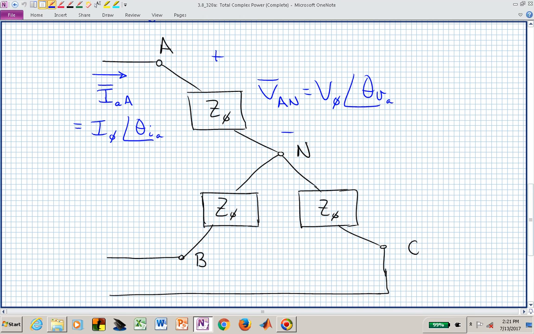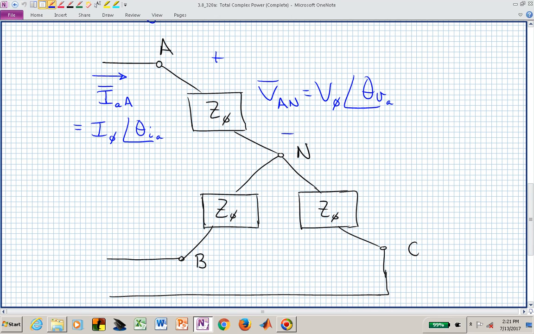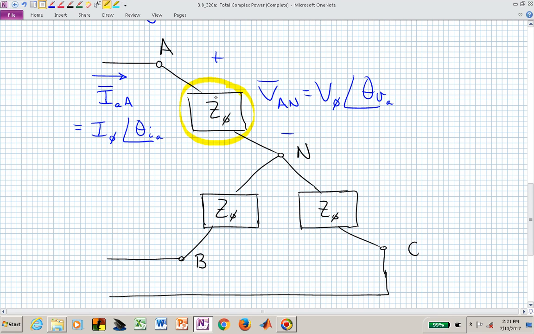In order to find the power of a particular phase, here we have the A phase, so let's take the phase voltage of the A phase, which we're now writing as some magnitude, V sub phi, at an angle of theta V sub A, and multiply that by the complex conjugate of the phase current, which in this case, with the Y connection, is I sub AA, and let's assume that that has a magnitude of I sub phi and an angle of theta I sub A.